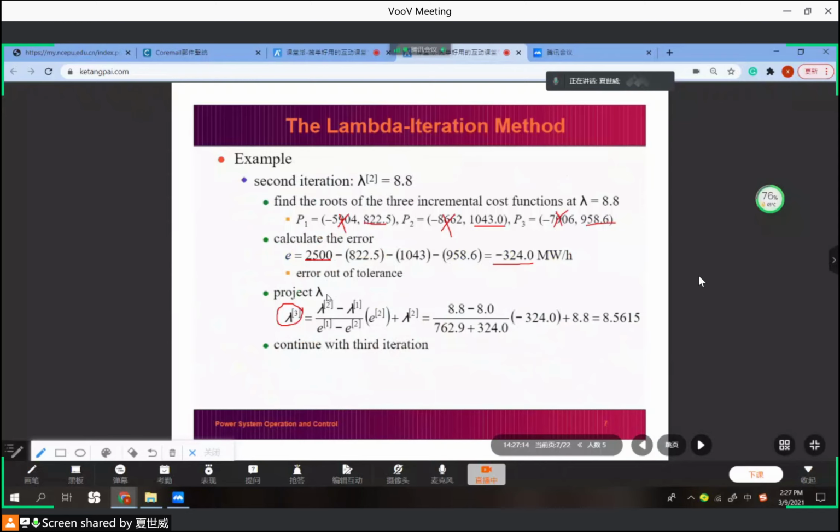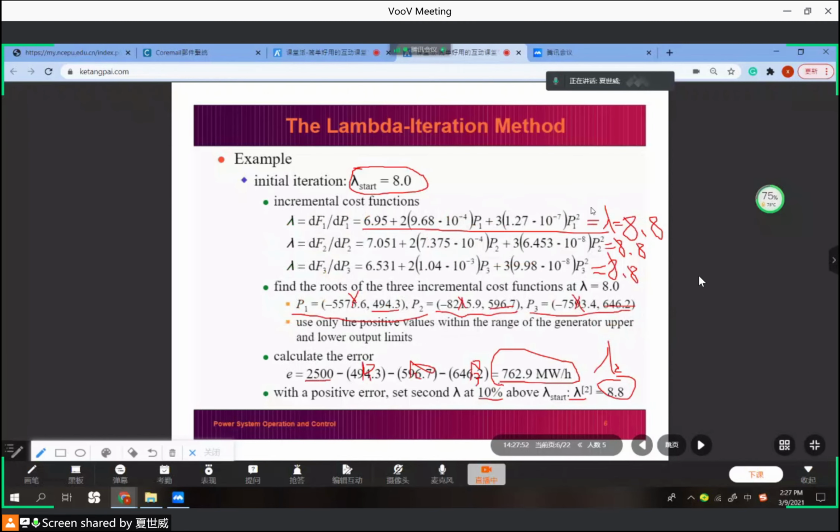So if you have lambda 1 and lambda 2 and E1 and E2, you can update lambda 3 based on the extrapolate or interpolate method. For lambda 3, you see it is smaller than lambda 2. For lambda 2, that means the total generation is too large, so you have to decrease lambda. Here, it's true that you have got a smaller value: lambda 3 is smaller than lambda 2. Continue with this.